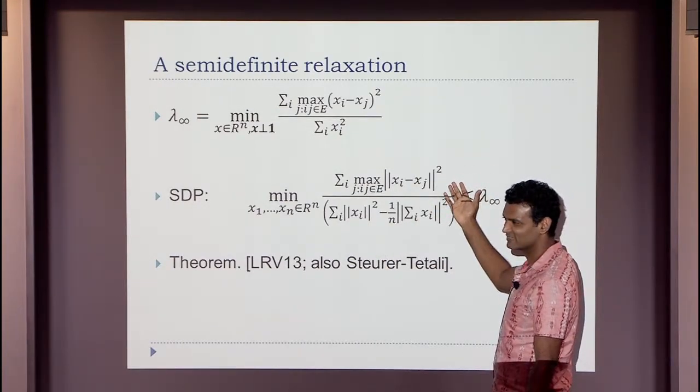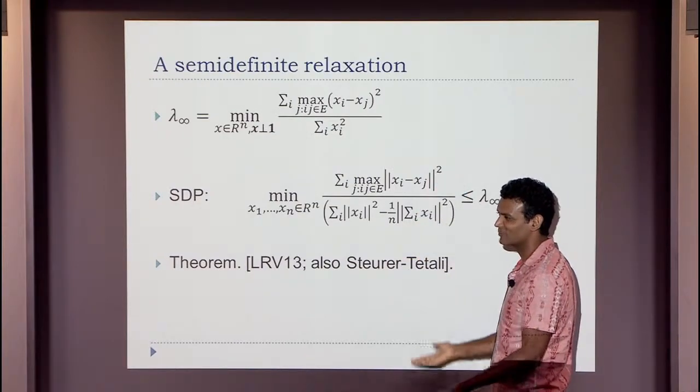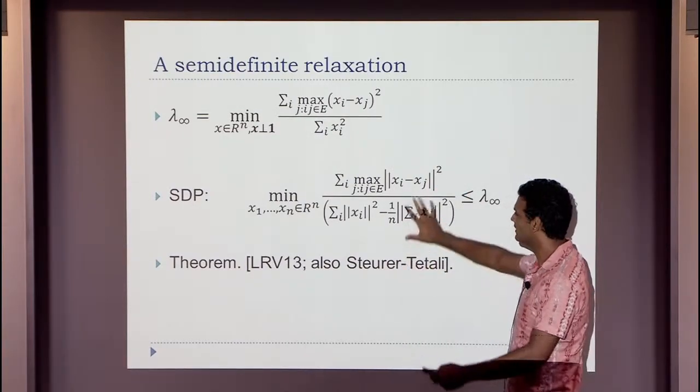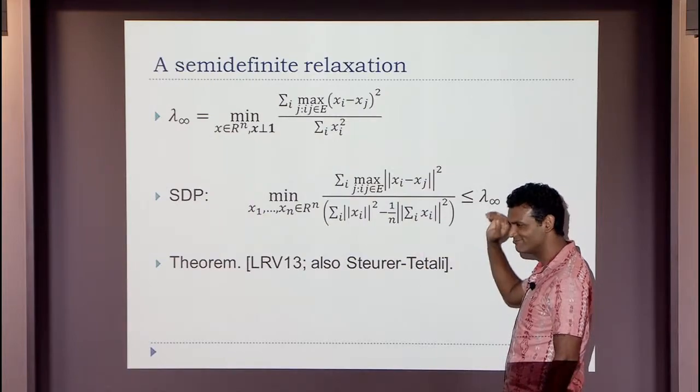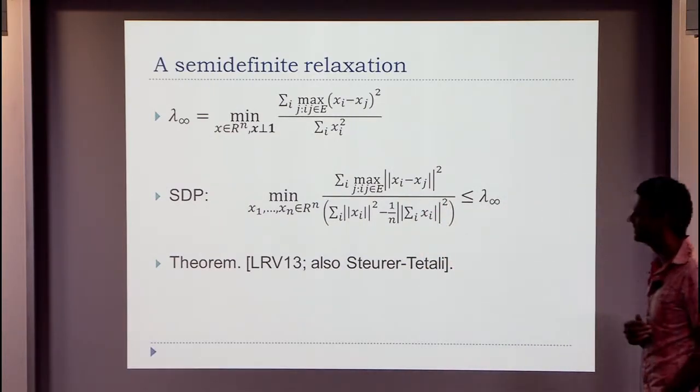This is already convex, right? I mean, this is already convex, so why not? I don't need to do anything further. This is already exactly solvable up to arbitrary accuracy.